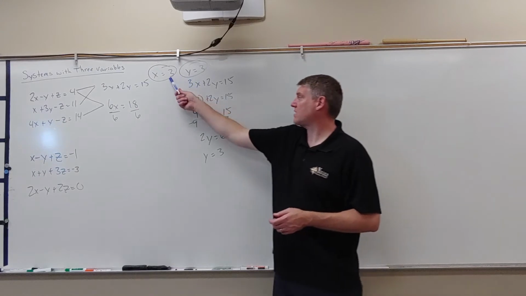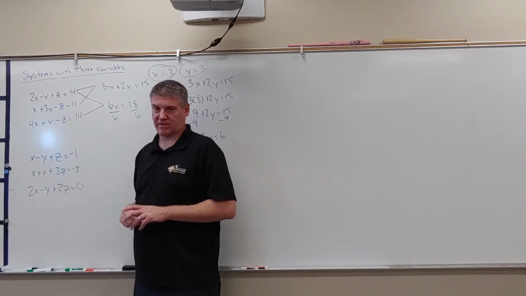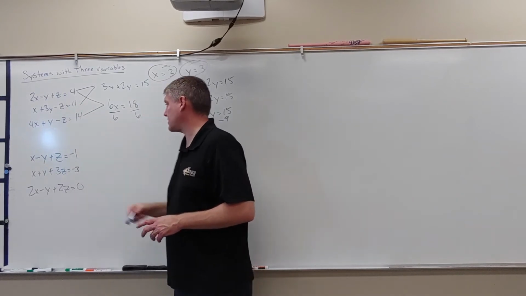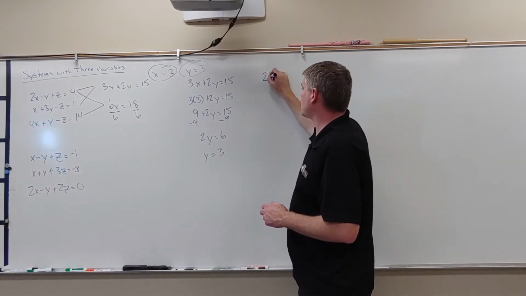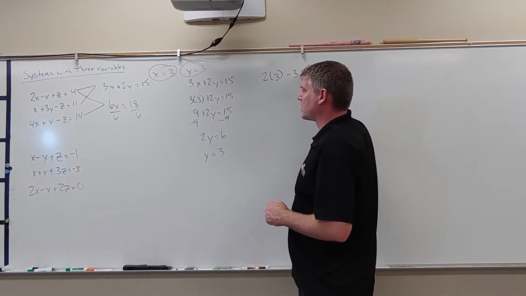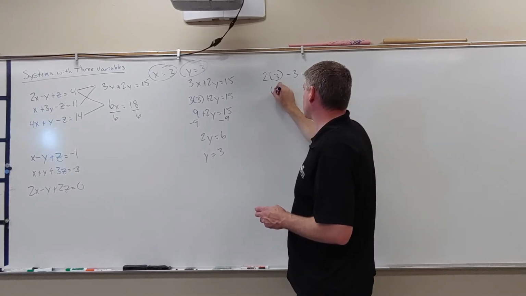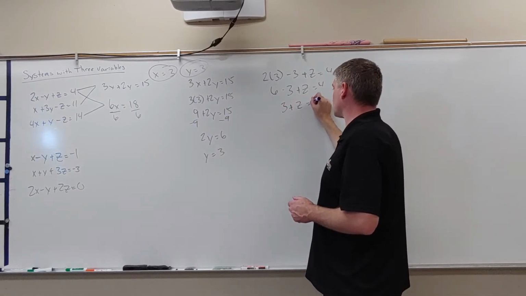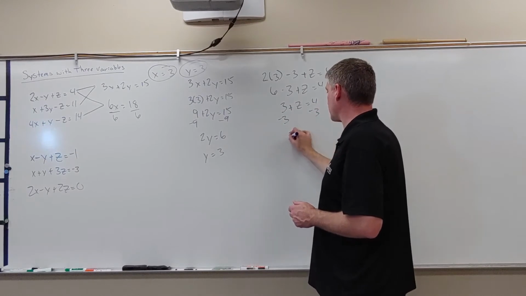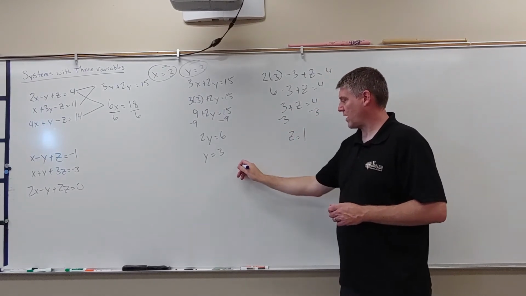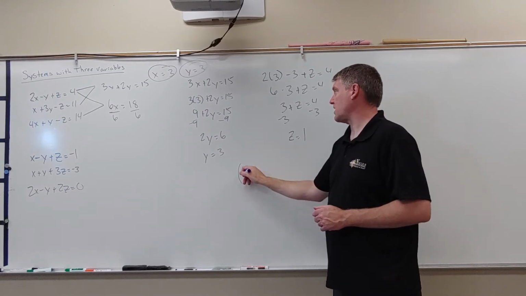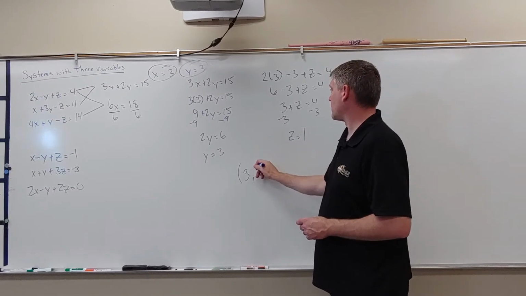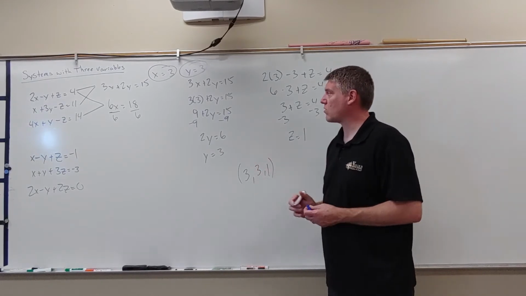So now I have my x, I have my y, I now need to find my z. Well, I'm going to take these two values and plug them into one of these equations. It doesn't matter which one you plug it into, just pick one and plug it in. So I'm going to plug it into the top. I have 2 times 3 minus 3 plus z equals 4. Well, this gives me 6 minus 3 plus z equals 4. 3 plus z equals 4. Subtract my 3 from both sides. Z equals 1. Now, if I want to write this as an ordered triple, I would say 3, 3, 1.